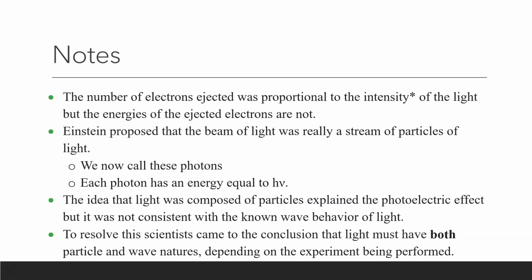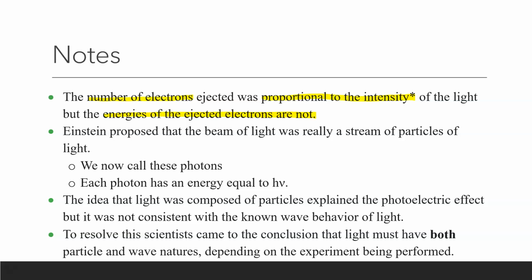So the number of electrons they saw ejected was proportional to the intensity, or the strength, of the light, but the energies of the ejected electrons were not. The energies were always the same, but how many electrons came out would increase if you increased the intensity of the light, and decrease if you decreased the intensity of the light. So they always had the same energy, but how many came out was different.